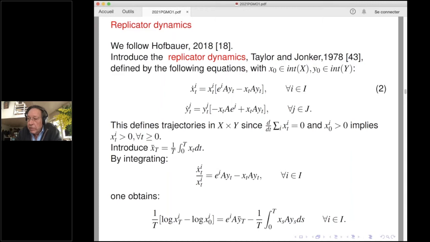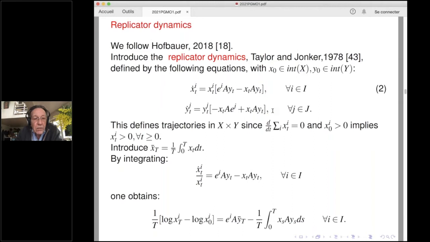A second proof is using the replicator dynamics, and I follow a proof of Josef Hofbauer. So we introduce the replicator dynamic that was defined by Taylor and Jonker, which is defined by the following equation, starting from a point in the interior of the simplex. Okay. So x dot, so this is always the time derivative, is x_i times (the payoff if you play i facing y_t, minus the average). Okay, and the same for player two, except it's minus the payoff, and it's plus here.